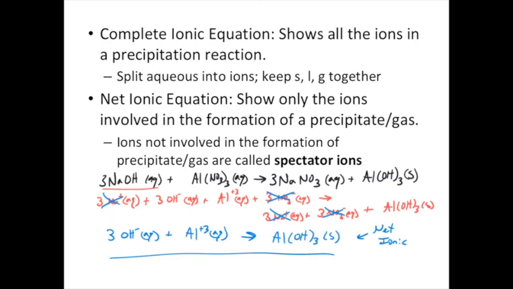One last word to note. Sometimes you may be asked, what were the spectator ions in this reaction? And anything that you crossed out in blue from the full ionic is considered a spectator ion. And so in this case, the sodium ions and the nitrate ions would be the spectator ions.